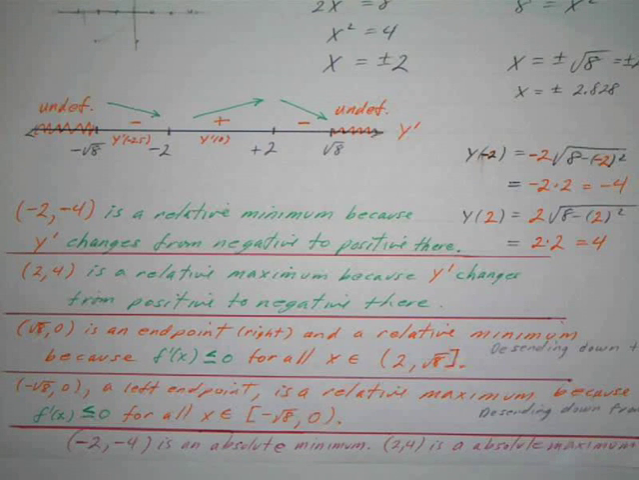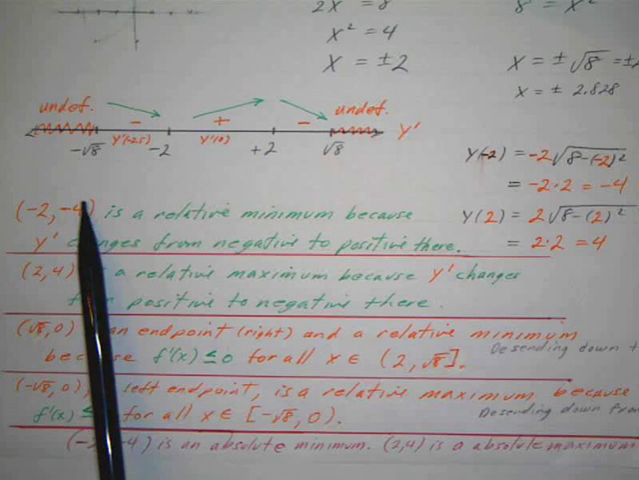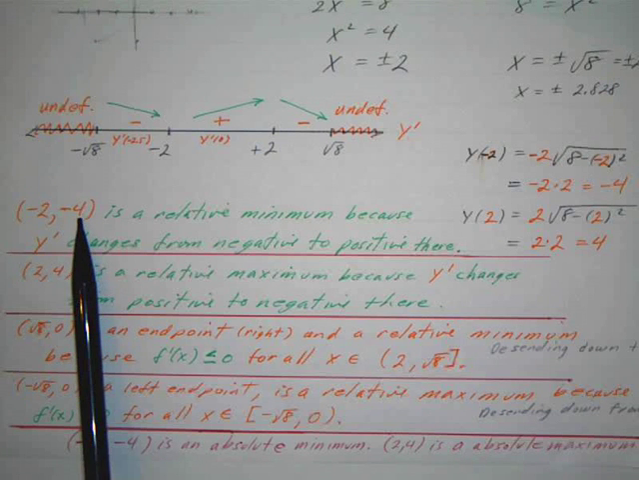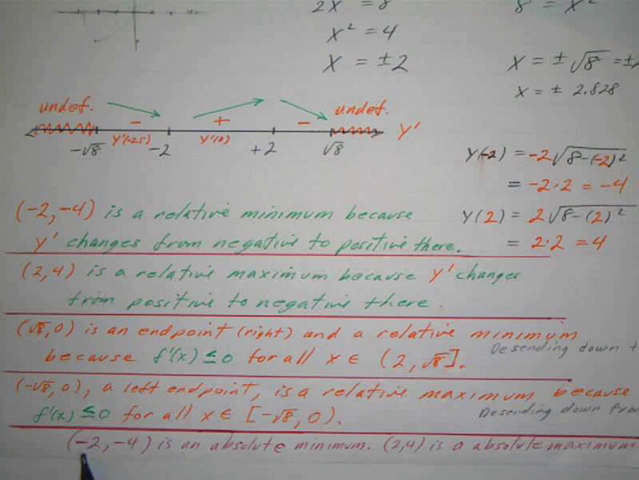All right, so we've got the four possibilities for the absolute extreme, and we just have to check those, and then this is going to be actually the absolute minimum. So -2, -4 is actually also an absolute minimum, and 2, 4 is an absolute maximum because we have a closed interval.